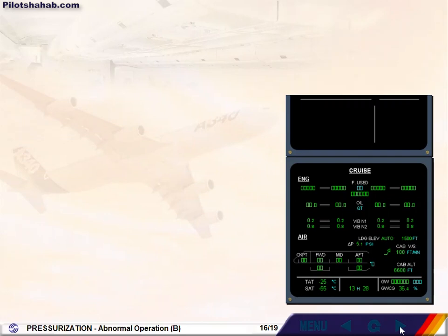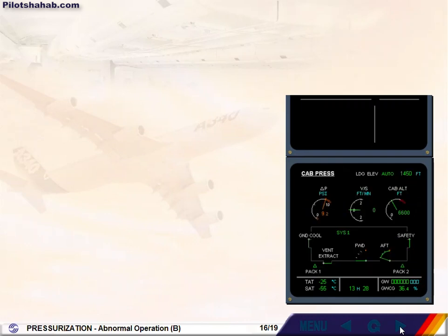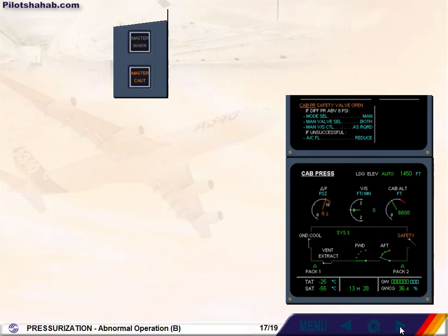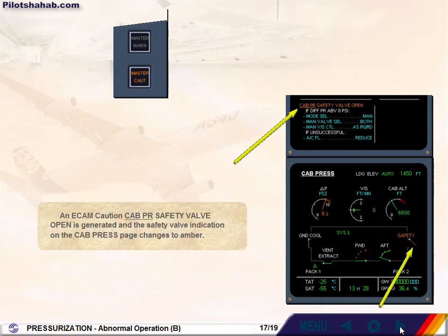To complete this module, let's look at some other abnormal indications and what they mean. If there is an excessive positive or negative differential pressure, one of the safety valves will operate. An ECAM caution, cabin pressure safety valve open, is generated, and the safety valve indication on the cabin pressurization page changes to amber.